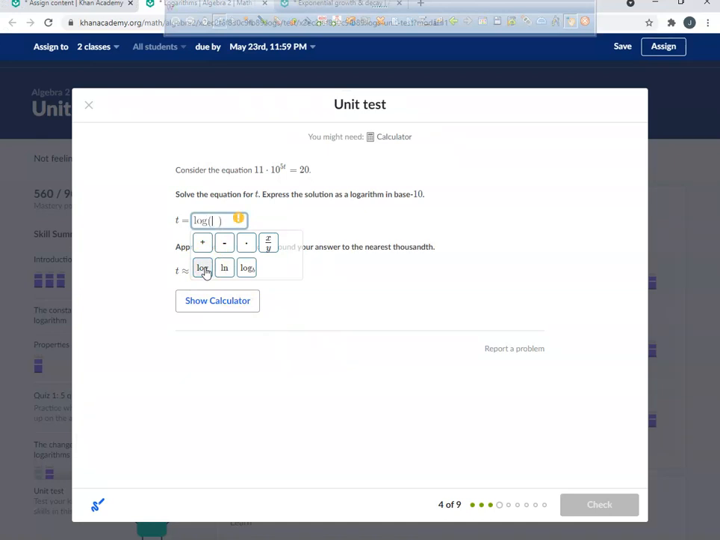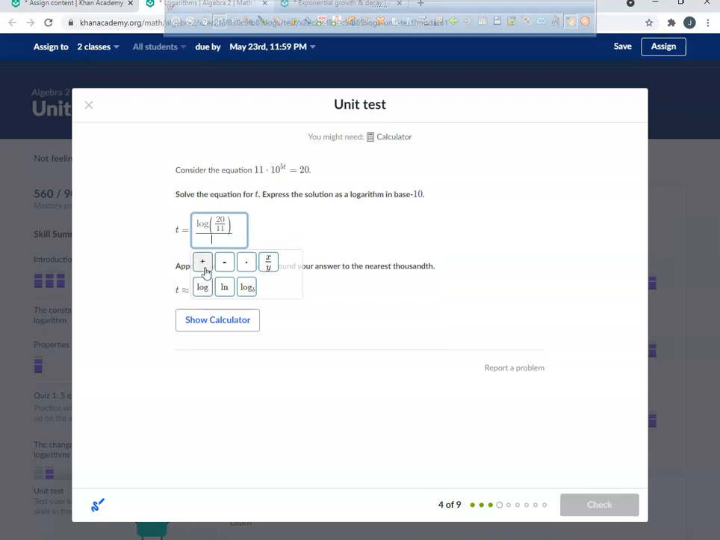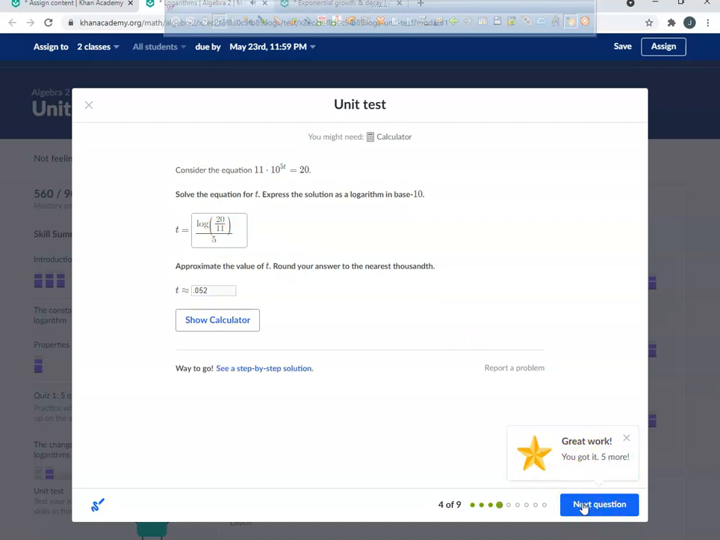Put a little parentheses. 20 divided by 11. Go on the outside, hit divided by, and put a 5. Okay. Now, if you wanted to, you could actually put 1/5 out in front, like 1/5 times it, if you wanted to do 1/5 times it. Okay?